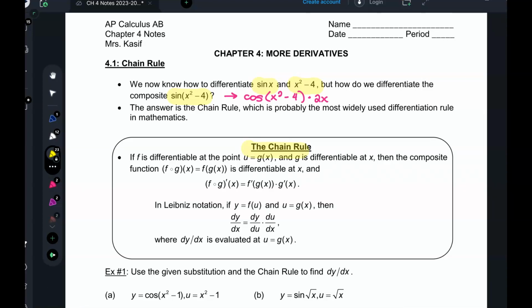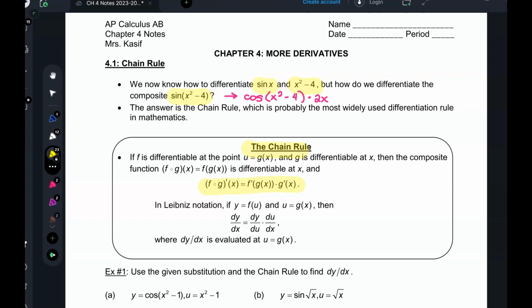So here it is in f of g of x notation. If I have f of g of x, we do the derivative of f of g of x, so kind of like this. Think of sine as our f of x, so we did the derivative of f of x, which is cosine, kept g of x the same, times the derivative of g of x, which ended up being 2x.